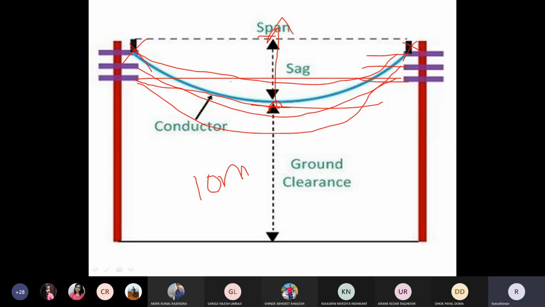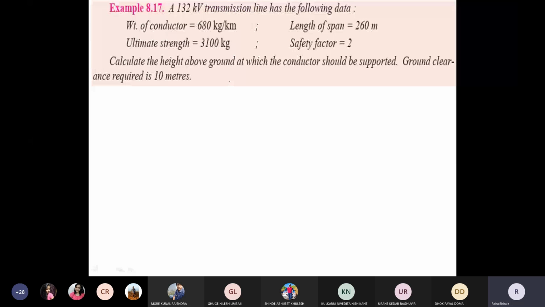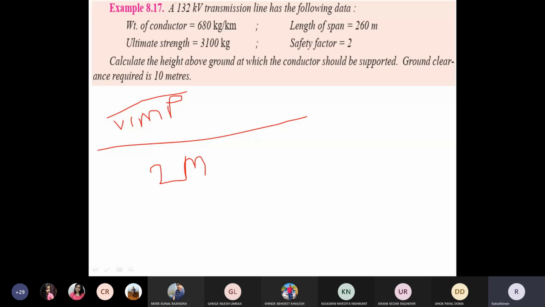Okay, and probably these examples are very important for your MCQ type of questions. Why? Because these are very simple numericals. They have simply given the data, and this will be a 2 marks example. Only one change will be here, that is the weight of the conductor. They have given 680 kg per kilometer, and all the parameters are in meters, so you should convert into meters only.